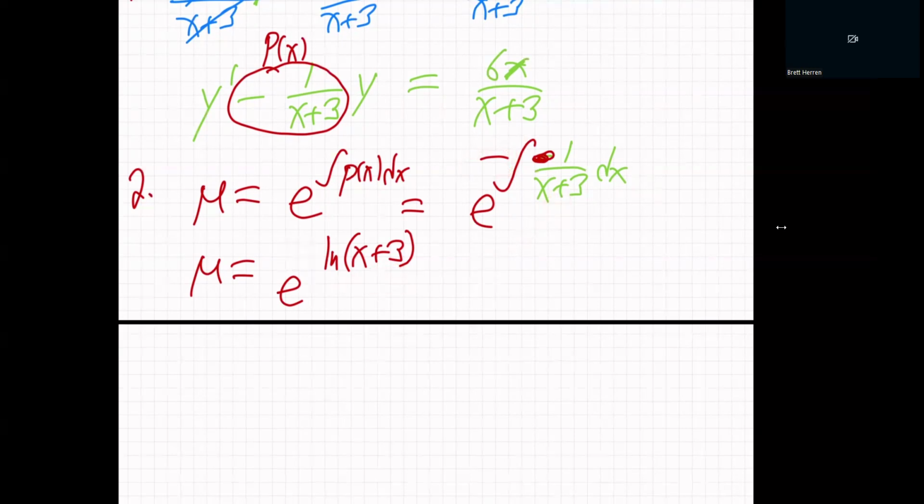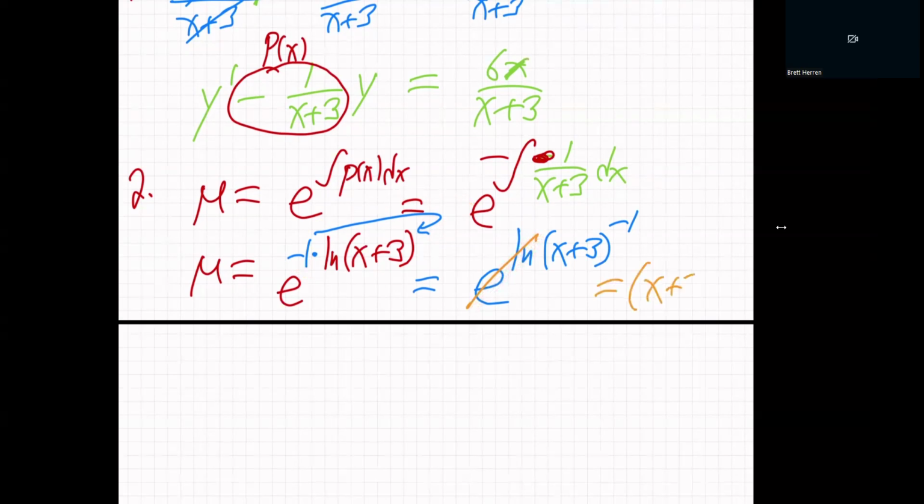Now, what can we do with that? This is really a minus 1, and then that can go up and become the power. Do you remember that property of logs? When you have a number multiplying the front of the log, it can shift and become the power of the argument. Why would I want to do that trick? Because then e and natural log cancel, since they're right up against each other, they cancel as opposites. So this will just equal x plus 3 to the minus 1. So mu is x plus 3 to the minus 1.